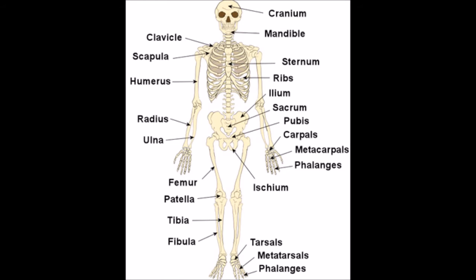So there are a few parts of the skeleton: the cranium, the mandible, the sternum, the ribs, the ilium, the scapula, the pubis, the carpals, the phalanges, the ischium, the tarsals, the fibula, the tibia, the patella, the femur, the ulna, the radius, and so forth. The skeleton looks like this. And by the way, I'm using a diagram.